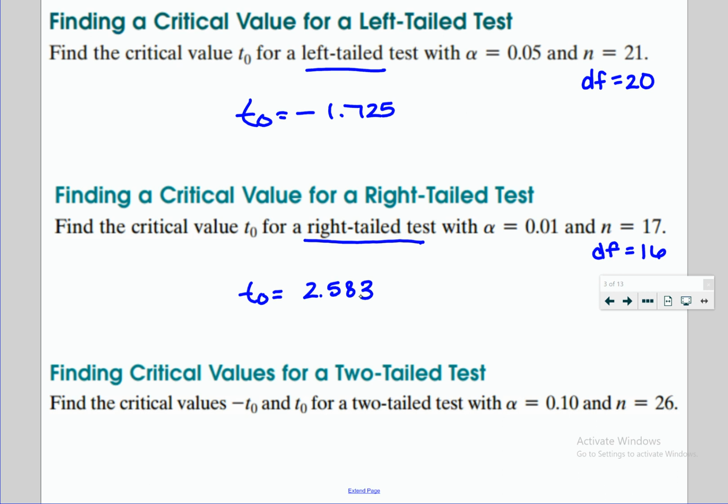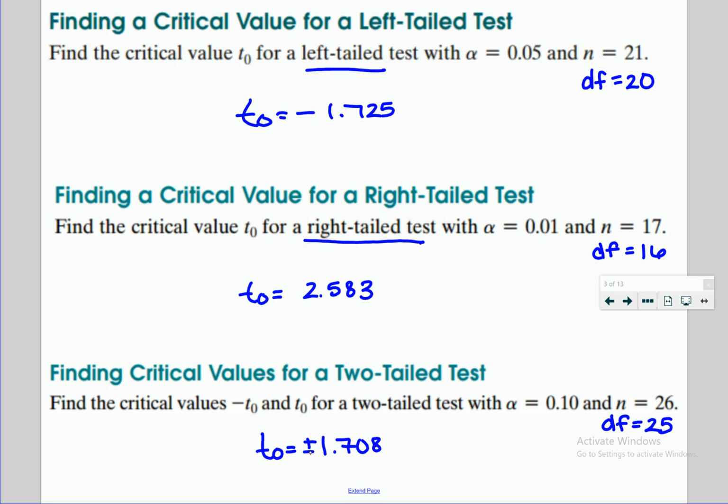Last one, critical values for a 2 tail test, level of significance 0.1, N is 26, degrees of freedom therefore is 25. So now we're looking at 2 tail across the top. Go over to 0.1, which will take me to the second column. Go all the way down to 25, and you're going to see 1.708. And because it's a 2 tail test, we're going to have critical values on the left and the right, so we just put a plus or minus in front of that.